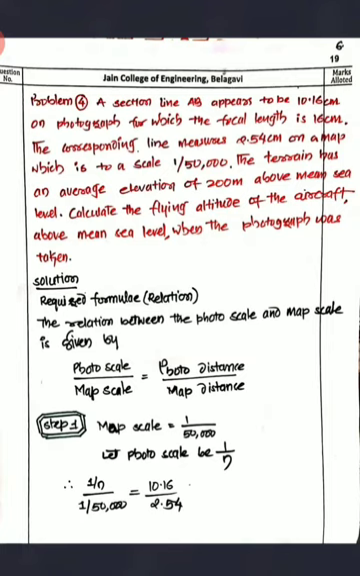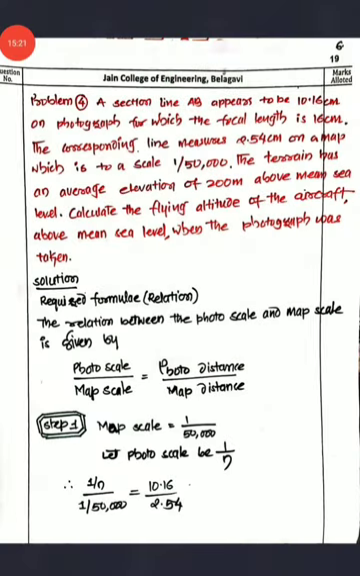Now this is problem number 4. First I'll read this problem and then we'll decide what we are going to do with this. A section line AB appears to be 10.16 centimeters on a photograph for which the focal length is 16 centimeters. The corresponding line measures 2.5 centimeters on a map which is to a scale of 1:50,000. The terrain has an average elevation of 200 meters above mean sea level. Calculate the flying altitude of the aircraft above mean sea level when the photograph was taken. Now two things are there that you have to carefully understand.